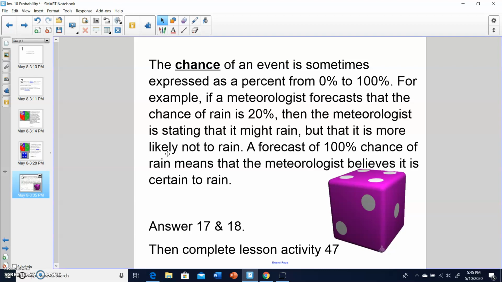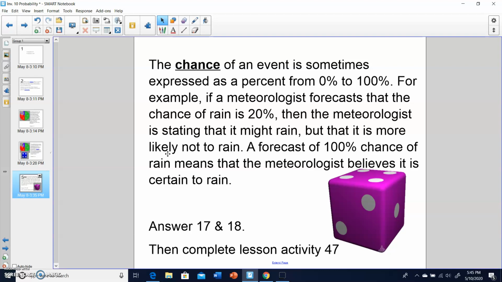Looking at number 17, the weather forecast stated that the chance of rain is 40%. According to the forecast, is it more likely to rain or not to rain? So if it's 40% to rain, is it more likely to rain or not? And 18, if the meteorologist said that the chance of rain is 80%, this means that the chance of it not raining is what? Well, we know the total has to equal 100%. If it's an 80% chance of rain, what percent chance is it that it's not rain?